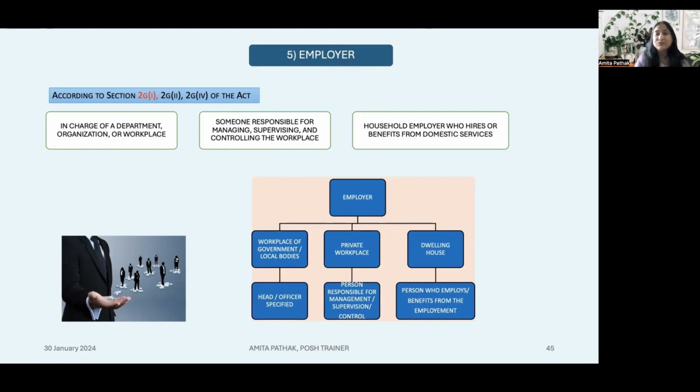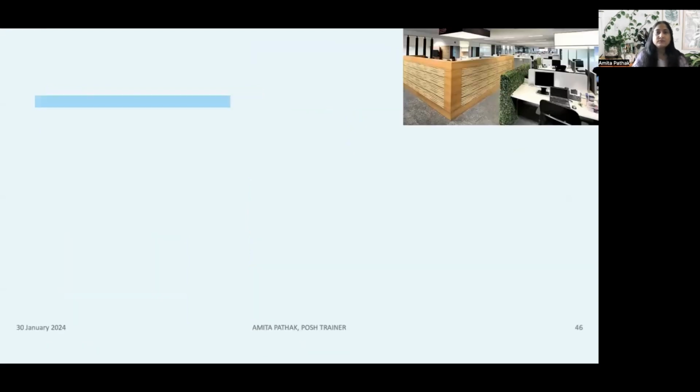So these are different kinds of employers. Morally, it is the person in charge of a department to whom another person is reporting. It can be a government organization, so the head of the government organization. If it is a private organization, the head of the private organization. And for a dwelling house, the person to whom the employee is giving her services.